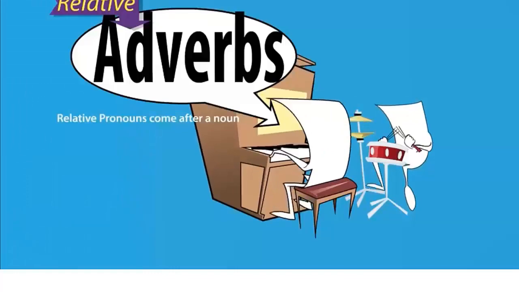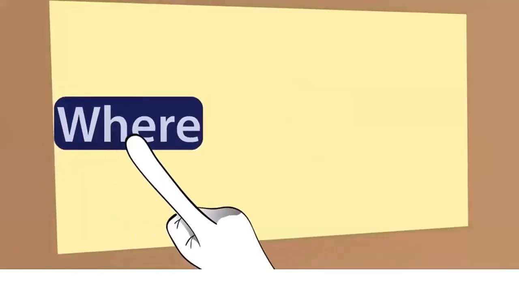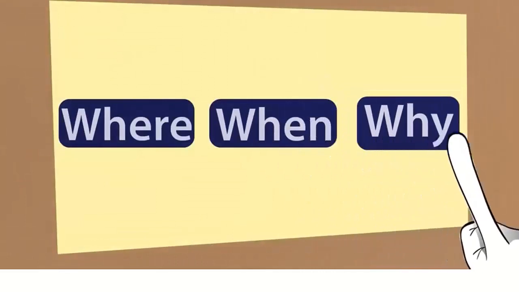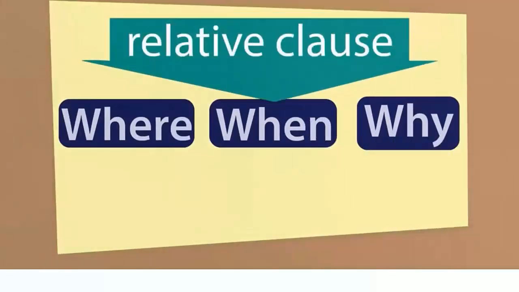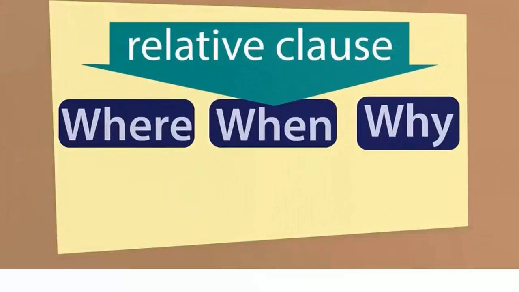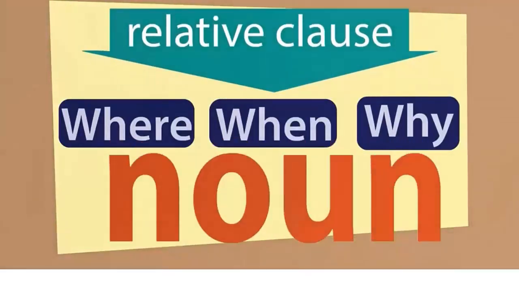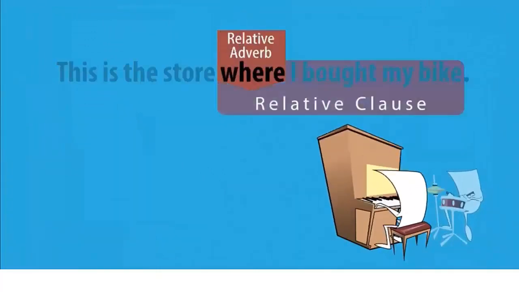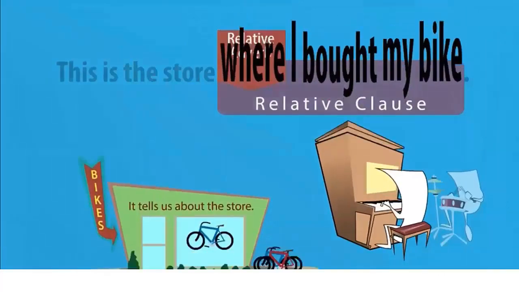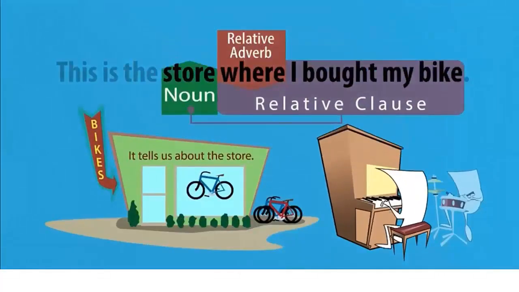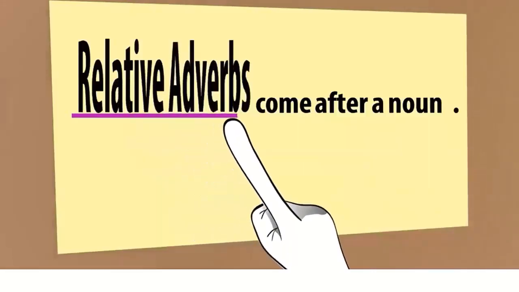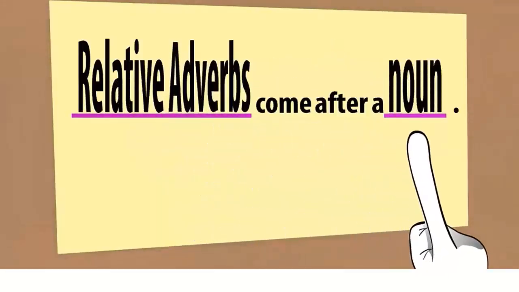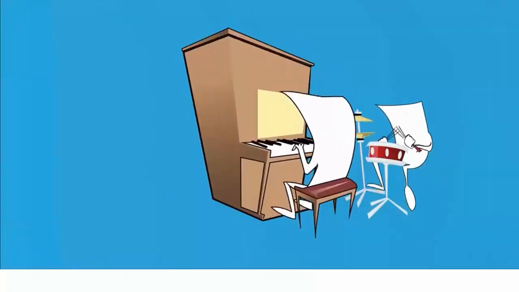Relative adverbs come after a noun. Where, when, why. They introduce a relative clause that tells you about the noun. This is the store where I bought my bike. The relative adverb is where. The relative clause is where I bought my bike. It tells us about the store. Relative adverbs come after a noun. I told you so.